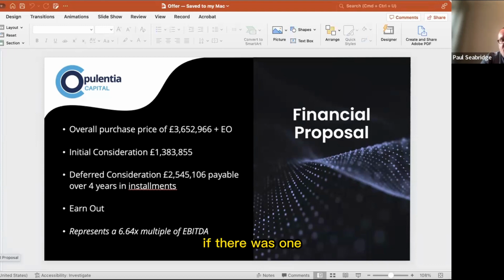The earnout, if there was one, we would explain what that is. Usually that tends to be a percentage of any uplift in EBITDA achieved over a period of time if the business owner is still going to be involved in the business. And based on the EBITDA that the business is being valued on, this represents a 6.64 times multiple.